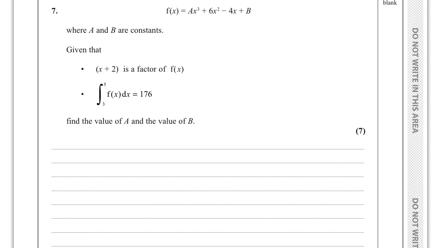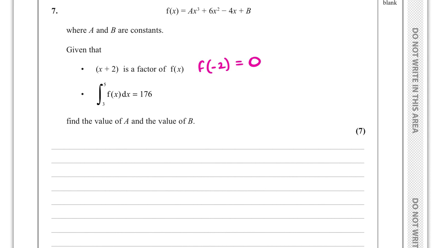Okay, question 7. f of x equals ax cubed plus 6x squared minus 4x plus b, where a, b are constants, given that x plus 2 is a factor of f of x. What does that mean? x plus 2 is a factor. That means when I substitute in f of minus 2, my remainder equals 0, okay? So it's like BRB means be right back. x plus 2 is a factor of f of x means f of minus 2 equals 0. Okay, it's translating what we've been given.